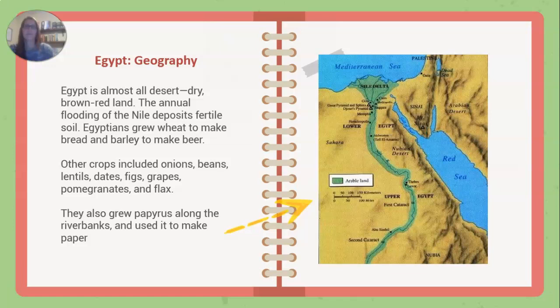Egypt, geography. Egypt is almost all desert, dry, brown, red land. The annual flooding of the Nile deposits fertile soil. Egyptians grew wheat to make bread and barley to make beer. Other crops included onions, beans, lentils, dates, figs, grapes, pomegranates, and flax. They also grew papyrus along the river banks and used it to make paper.